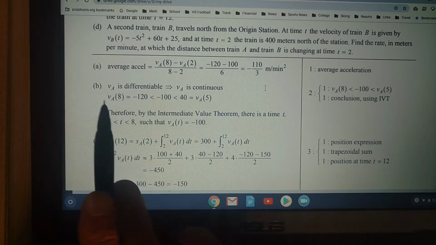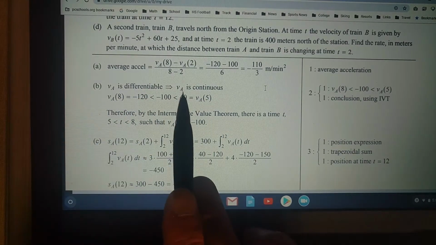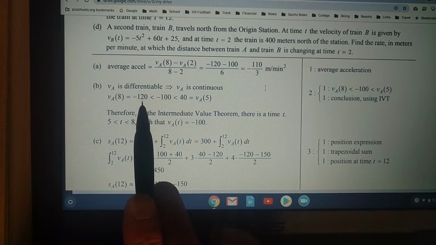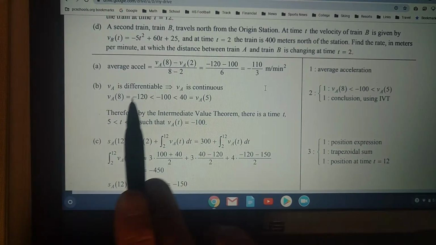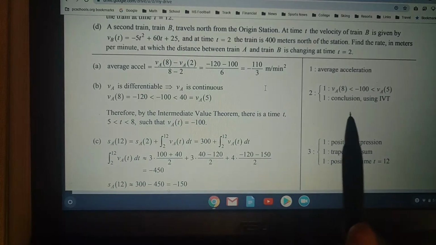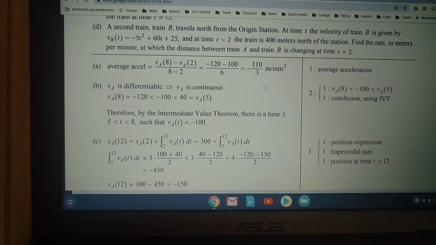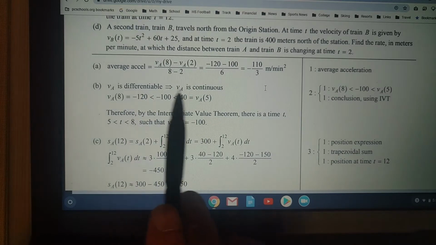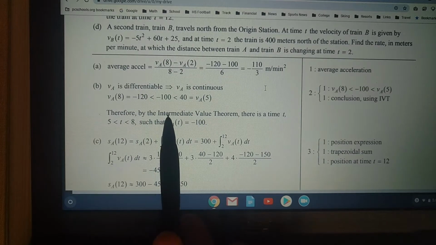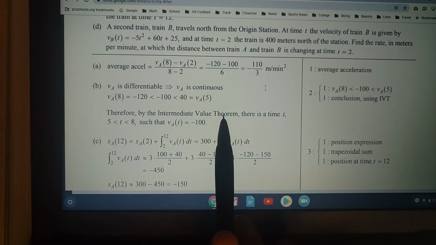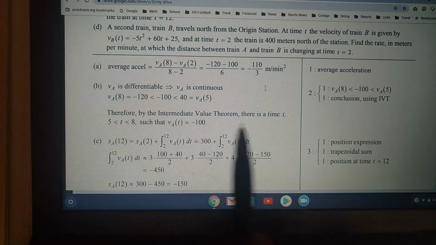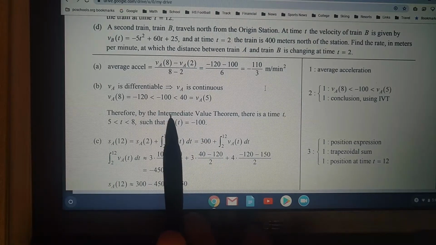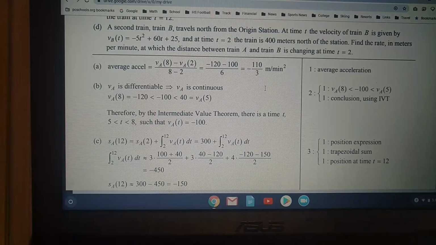So if you establish that relationship, that it's at 40 at one point, it's at negative 120 at another point, and that negative 100 is in between those values, whether you say it in English or symbolically like this, you get a point. Now, to get your conclusion point using the IVT, you must state that it's continuous and differentiable, and then you must reference the IVT, saying that there is a time between 5 and 8 where that velocity is negative 100. If you don't state IVT, you must basically say all the things that it would.